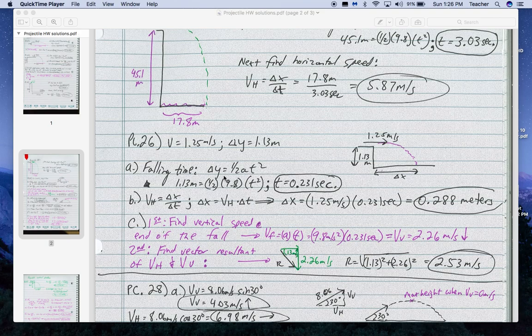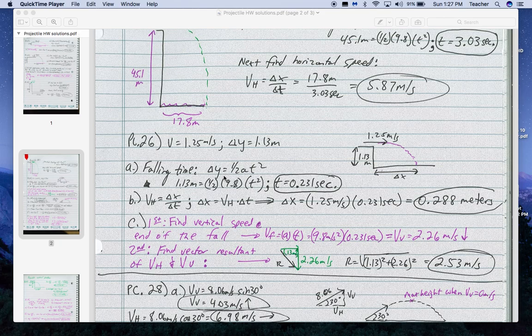We've got a french fry leaving horizontally at 1.25 meters per second. The floor is a little over a meter below. First, we just find the falling time. You see a pattern. I see a pattern. And then you need to find the distance it travels by multiplying that time times the horizontal speed, which was given to you. So that's about 0.29 meters.